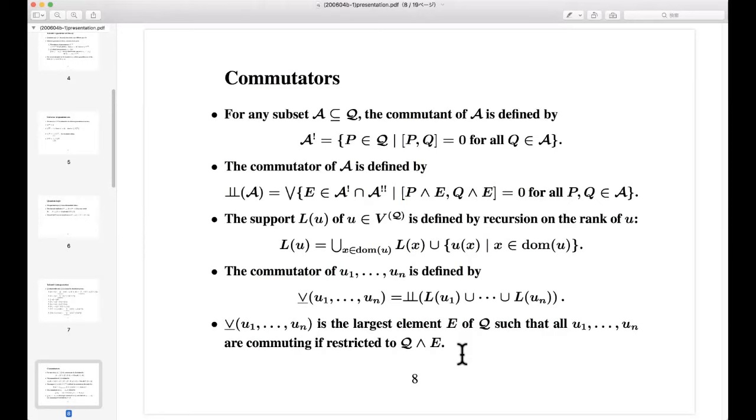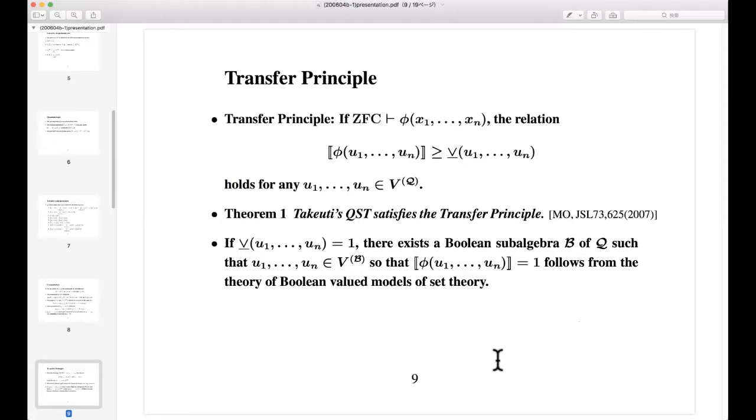Then we can state the transfer principle. Transfer principle: if formula phi x1 to xn with free variables x1 to xn is provable in ZFC set theory, then we have the following relation for every element u1 to un in the quantum universe. This means that if we substitute u1 to un for x1 to xn, then this is a statement about VQ. The truth value of this statement is larger than or equal to the commutator of u1 to un.